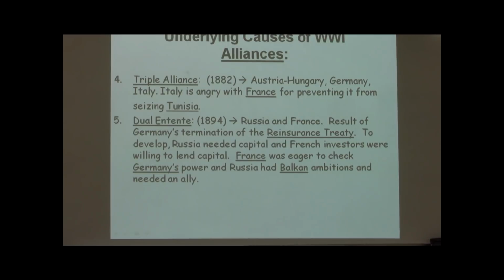Next we have the Triple Alliance. This is between Austria-Hungary, Germany, Italy. Italy's angry with France for preventing it from seizing Tunisia.